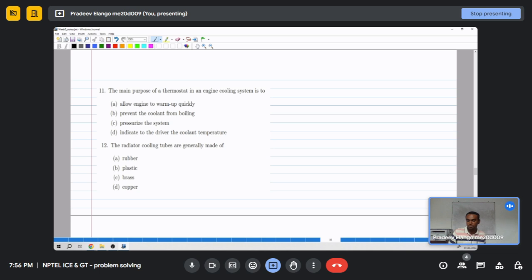The main purpose of the thermostat in an engine cooling system is to allow the engine to warm up quickly, prevent the coolant from boiling, pressurize the system, or indicate the coolant temperature to the driver. Actually, it is to allow quick warm up. When it is cold, it will not circulate the coolant, so the temperature will keep going up, and once the temperature has been reached, the thermostat will open and the flow starts. So it helps in warming up the engine quickly.